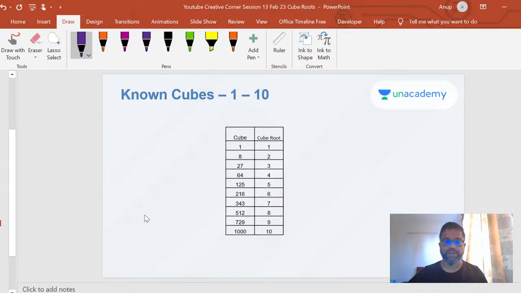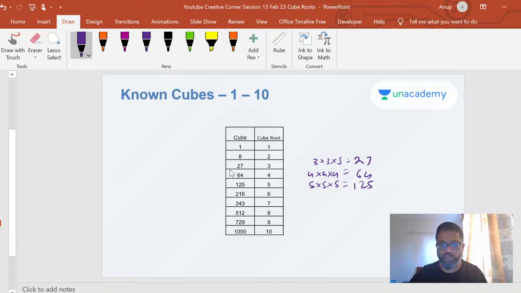I have put it in a very easy table here. Some of you may already know it. This is a cube and this is a cube root. If the cube is 8, the cube root is 2. If the cube is 27, the cube root is 3. Why? Because 3 into 3 into 3 is equal to 27. 4 into 4 into 4 is equal to 64. Here also 5 into 5 into 5 equals 125.